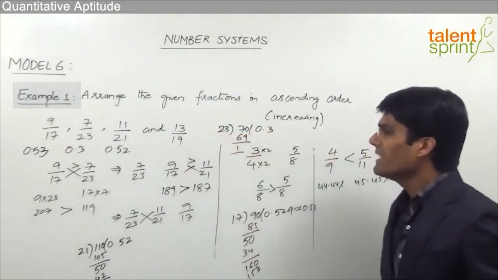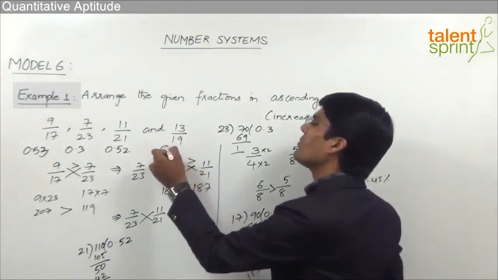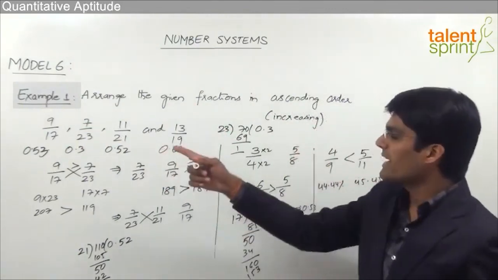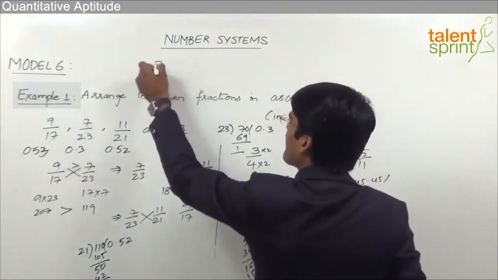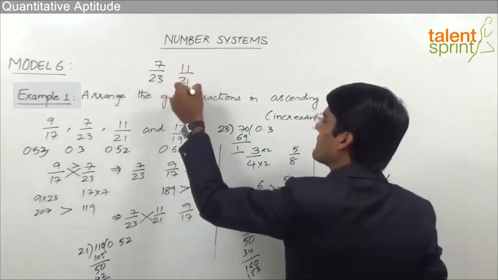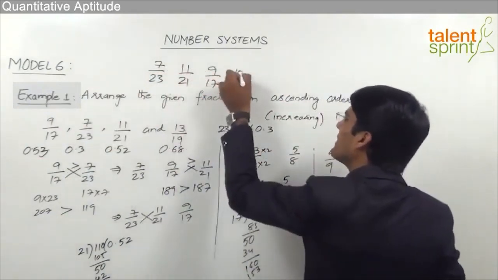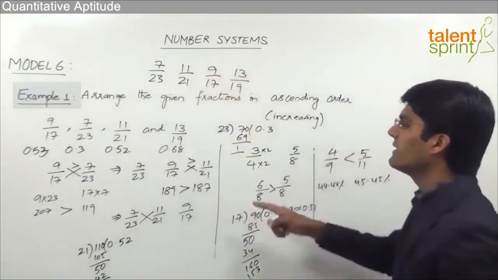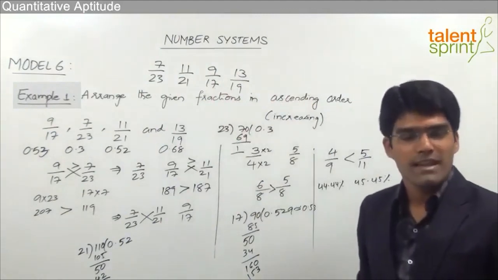And finally, again 13 by 19 can be divided. The answer there would be approximately 0.68. So if we try to arrange these fractions now, we find that the smallest fraction is 7 by 23. The next one here is 11 by 21. The third one here is 9 by 17 and the fourth one is 13 by 19. So this is the ascending order, or nothing but the increasing order, of the given fractions.